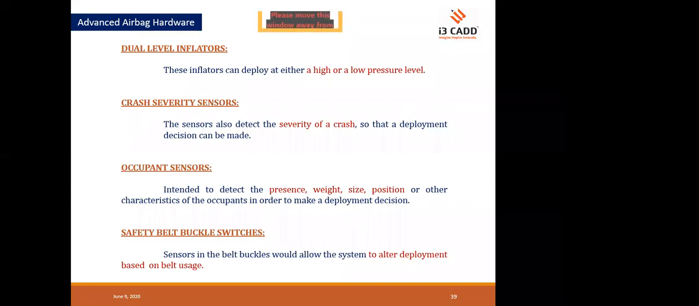In normal cases, it will fire the entire sodium azide in a single stage. But here it will fire the first sodium azide, and after some time it will fire the second. So this is how it differentiates the velocity here. The shorter the interval between the firings, the faster the airbag will inflate, right?